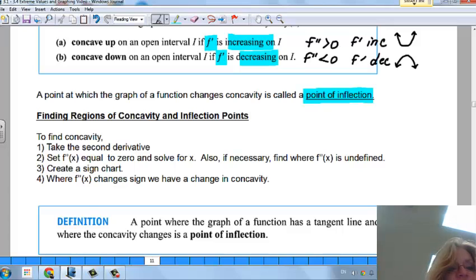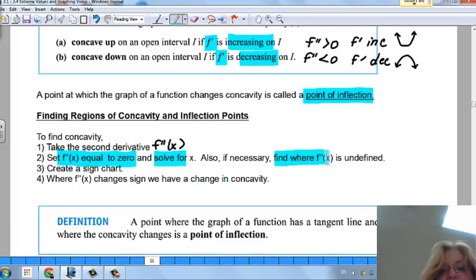First, to find the concavity, you're going to take the second derivative. So we're going to do f double prime of x. Set f double prime of x equal to 0, so this is important. This is how we did critical points with f prime of x, and solve for x. Also, if necessary, find where f double prime of x is undefined. Then we're going to create a sign chart, or an f double prime chart, if you will. Where f double prime changes sign, we have a change in concavity.